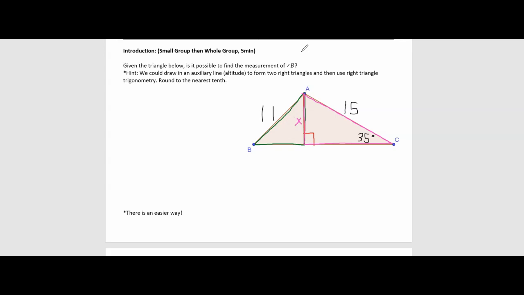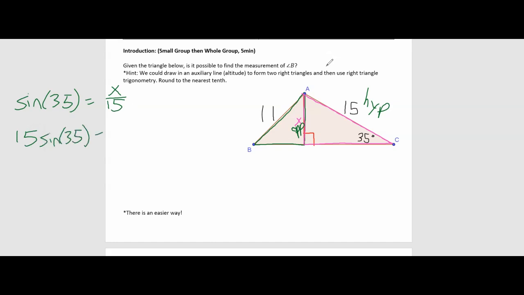My reference angle is 35. That means this side is opposite, and this side is the hypotenuse. So I'm going to be using sine. Sine of 35 degrees is equal to x over 15. If I multiply both sides by 15, I get 15 times the sine of 35 is equal to x.